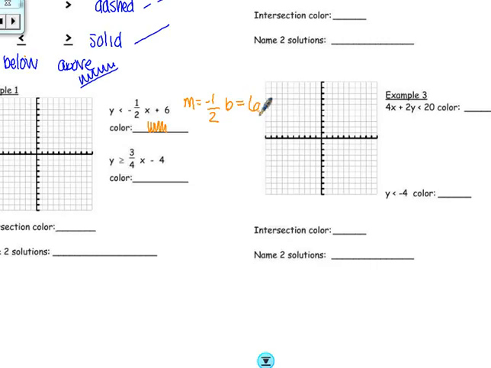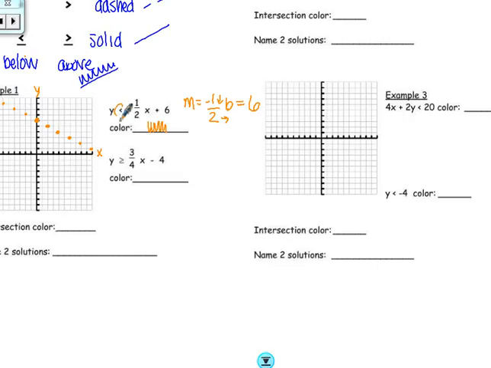So on my graph, 1, 2, 3, 4, 5, 6 is where I start on the y-axis, not the x-axis. And then how do I move? I go down 1, to the right 2. So down 1, right 2, down 1, right 2. And I would want to continue that to fill up my whole graph. You can go in reverse and go up 1 and to the left 2.